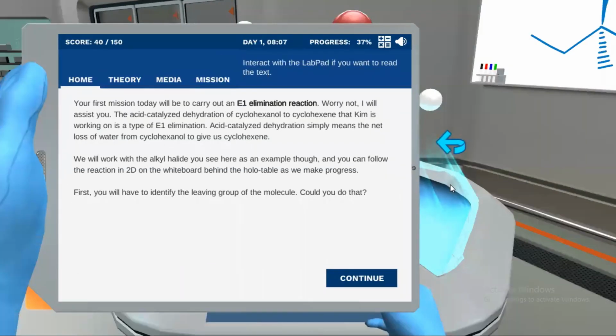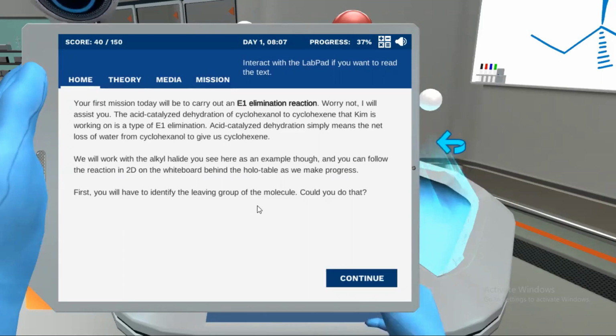Your first mission today will be to carry out an E1 elimination reaction. Worry not, I will assist you. The acid-catalyzed dehydration of cyclohexanol to cyclohexene that Kim is working on is a type of E1 elimination. Acid-catalyzed dehydration simply means the net loss of water from cyclohexanol to give us cyclohexene. We will work with the alkyl halide you see here as an example though, and you can follow the reaction in 2D on the whiteboard behind the hollow table as we make progress.